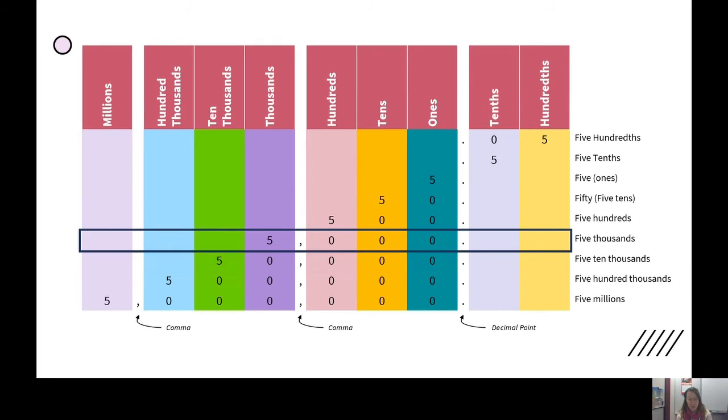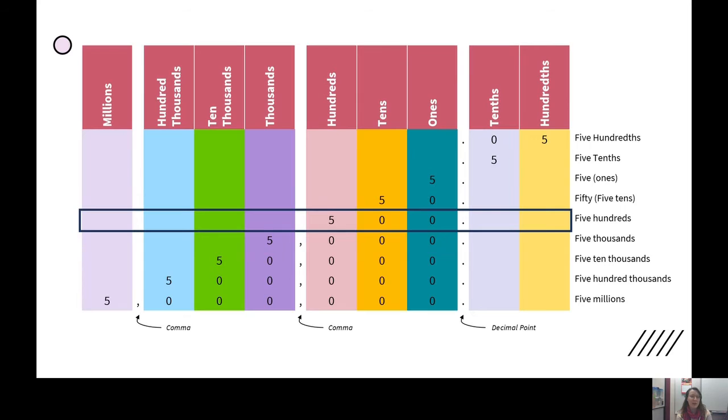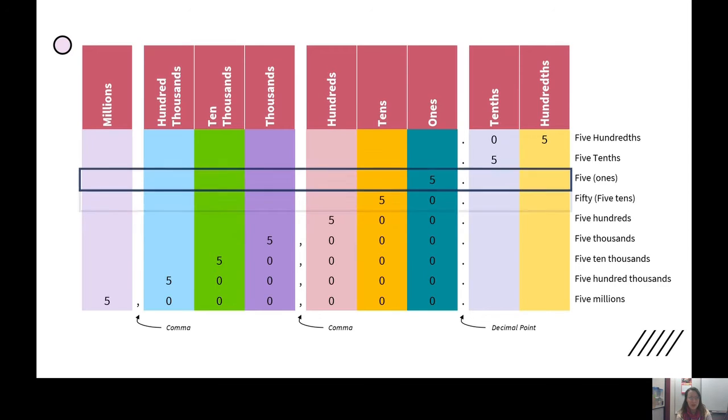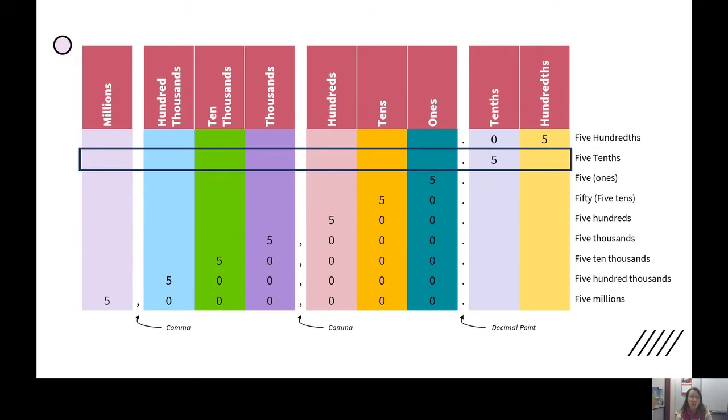Then we have 5,000 or 5,000s, 500s or 500, 50 or 5 10s, 5 or 5 ones. And this is where we switch over to decimals, where we have 5 tenths.